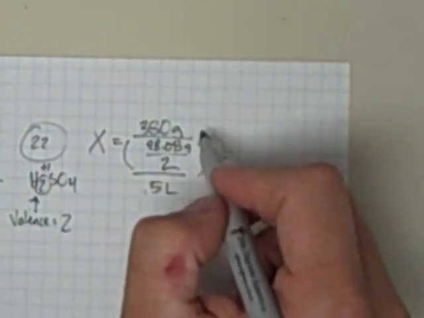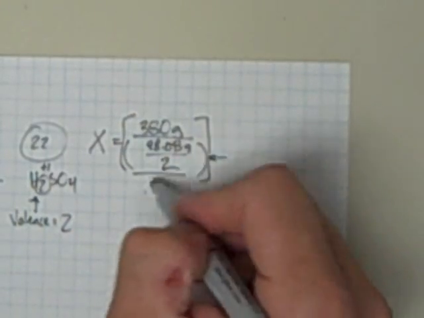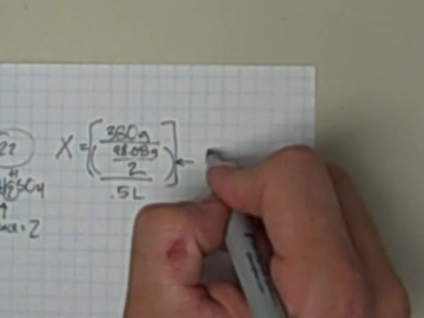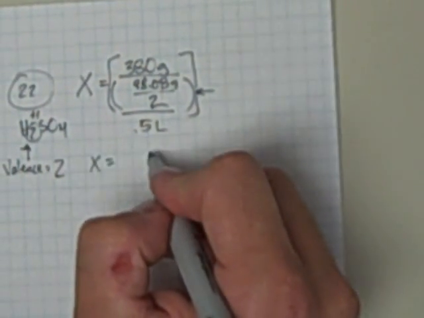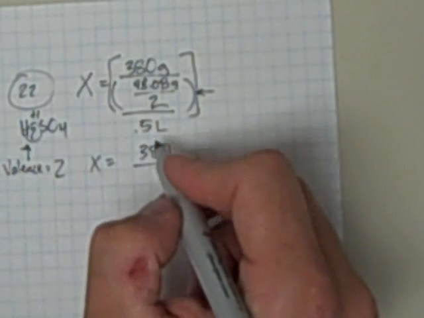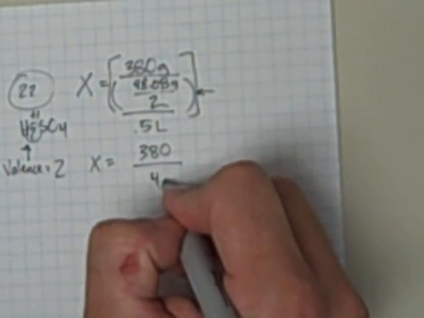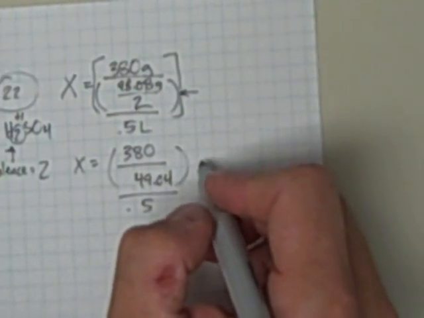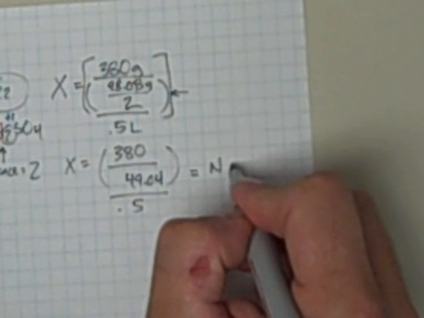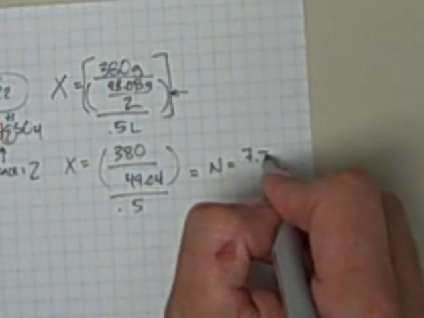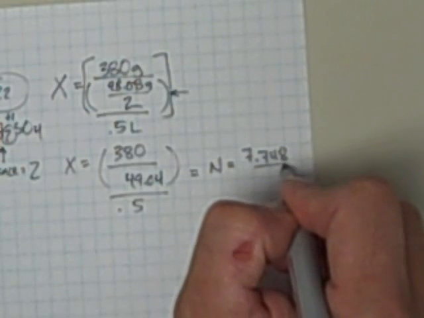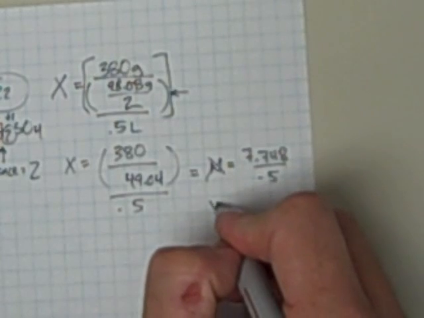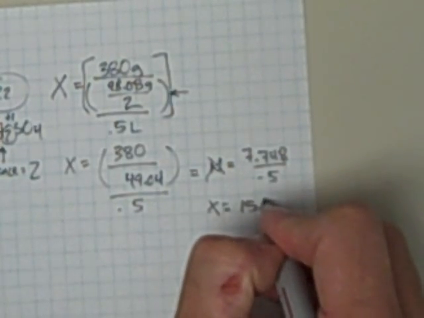Again, parentheses first, there should be a parentheses there, work the whole top part out, and then divide by 0.5. So if I do this, I get X is equal to 380 divided by 49.04, is it? Divided by 0.5. Further simplifying that, I get normality is equal to 7.748 over 0.5, or X, and I guess I should have left that an X. X is equal to 15.5.